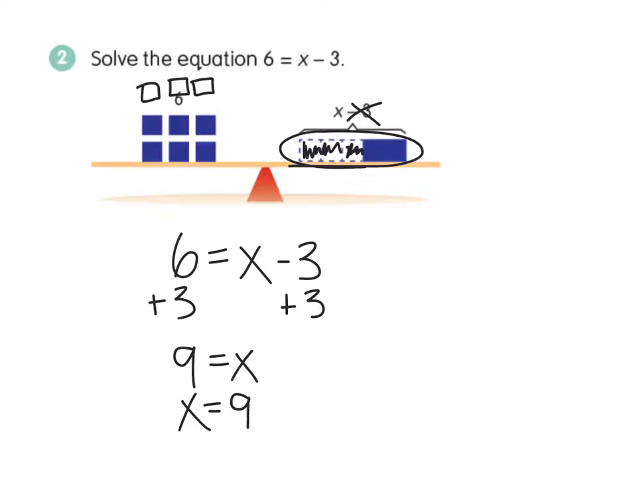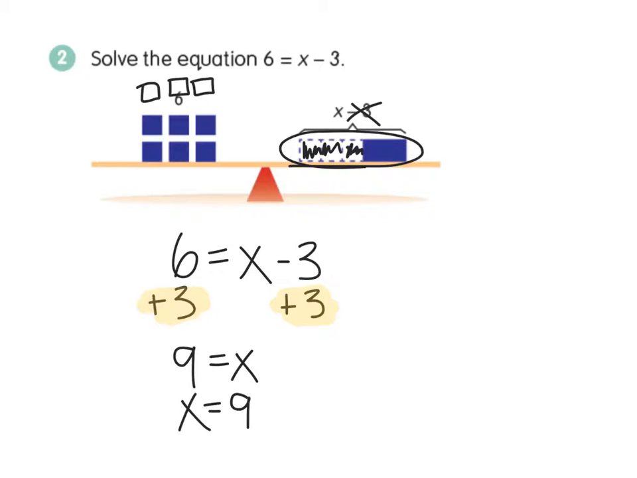You can leave it like that, or you can say x is equal to 9. So the answer is either 9 equals x or x equals 9. It's very important when we work on these types of problems that you get into the good habit of showing your work, and this is how you show your work. You show your work by writing down the step that you're doing to both sides. In this case, I wrote down +3 and +3, and that was my way to show my work.